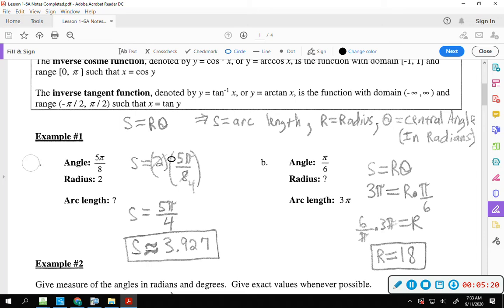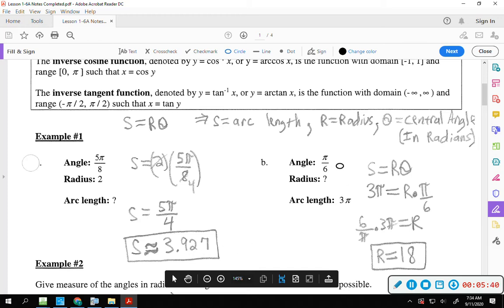I can reduce and get 5 pi over 4. That is the exact answer, but if we want a decimal representation, what is that number? We type it into our calculator and it is 3.927. If the radius is in inches, then this arc length is in inches.